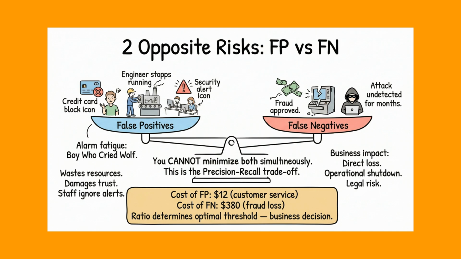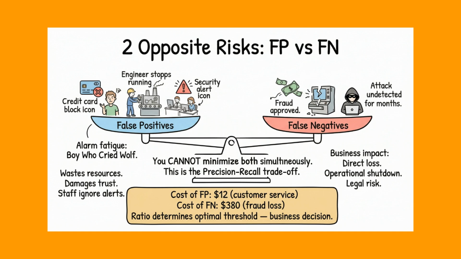Pattern 4 has two unique and opposite risks. Minimizing one almost always increases the other. Managing this tension is one of the most important responsibilities of the project manager. The first risk is false positives. This is when the system raises an alarm, but there is no real anomaly. A legitimate customer's card is blocked. An engineer shuts down a machine for inspection and finds nothing wrong. A security team investigates a network alert that was routine employee activity.